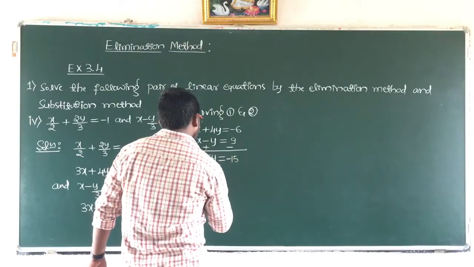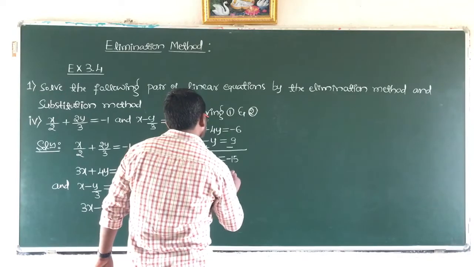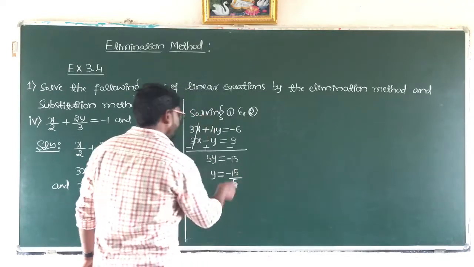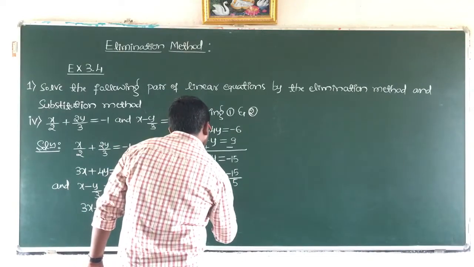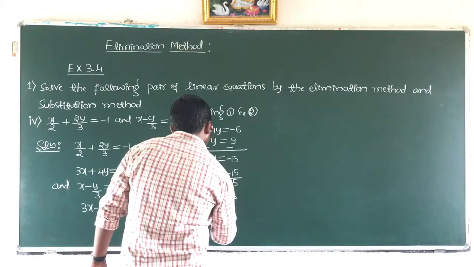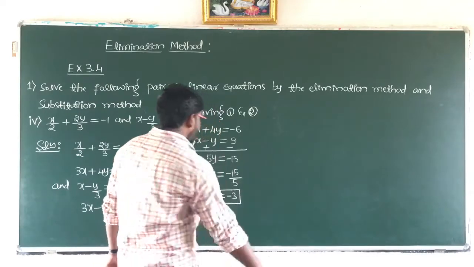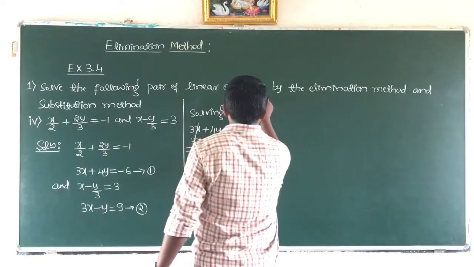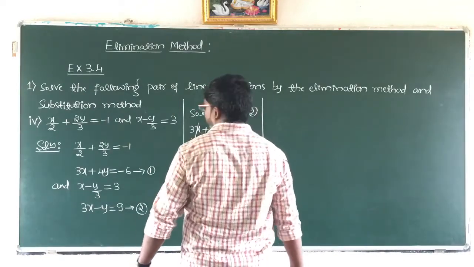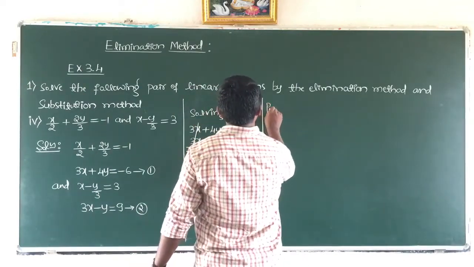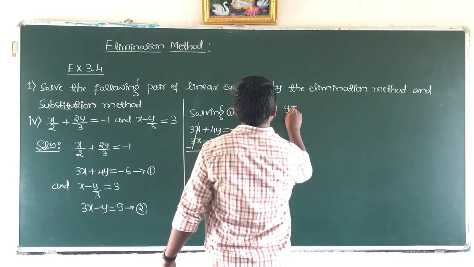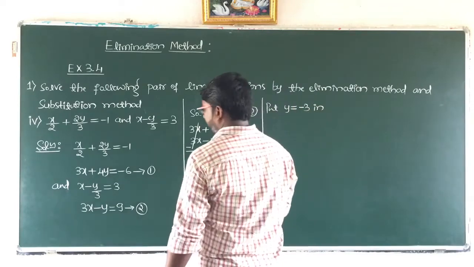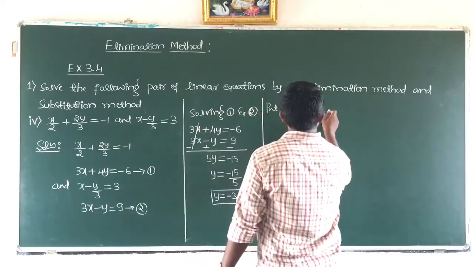Then y equals minus 15 divided by 5. So 5 ones are 5, 5 3s are 15, so y equals minus 3. So we have got the value of y. Substitute y equal to minus 3 in any one of the equations, we get the value of x. So here put y equal to minus 3 in equation 2.